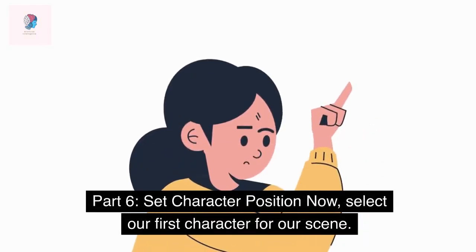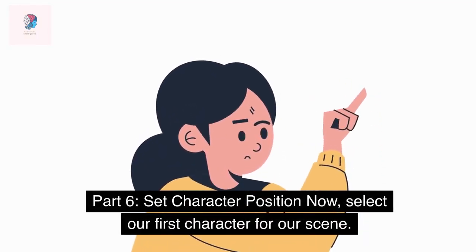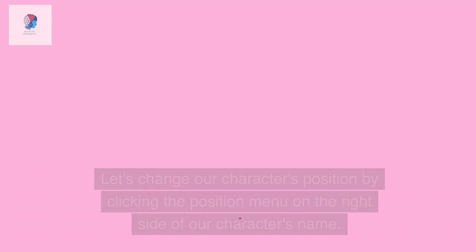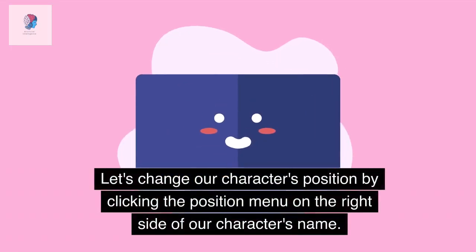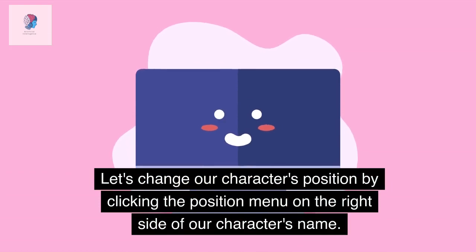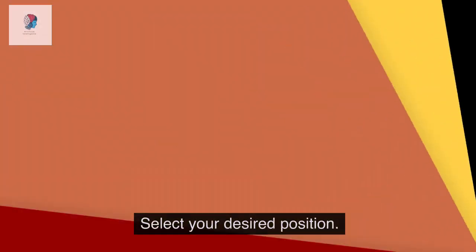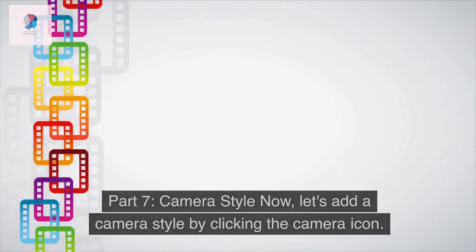Part 6. Set character position. Now, select our first character for our scene. Let's change our character's position by clicking the Position menu on the right side of our character's name. Select your desired position.